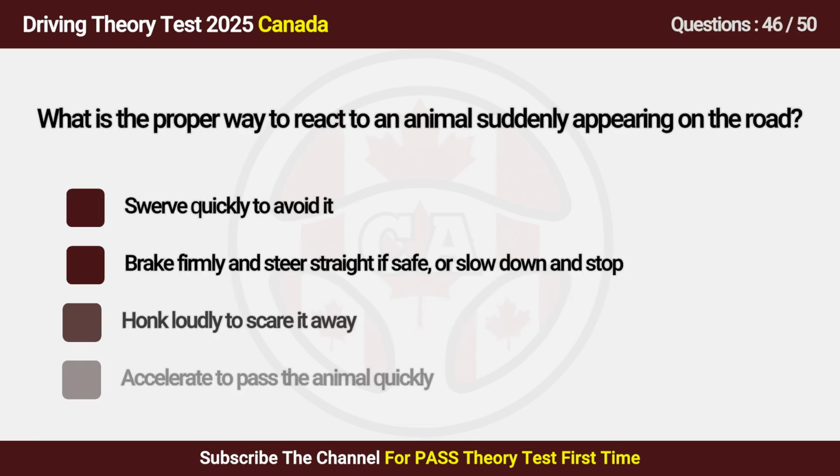Question 46. What is the proper way to react to an animal suddenly appearing on the road? A. Swerve quickly to avoid it. B. Brake firmly and steer straight if safe or slow down and stop. C. Honk loudly to scare it away. D. Accelerate to pass the animal quickly.